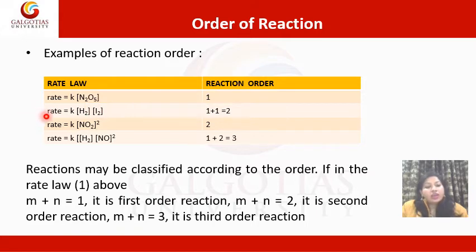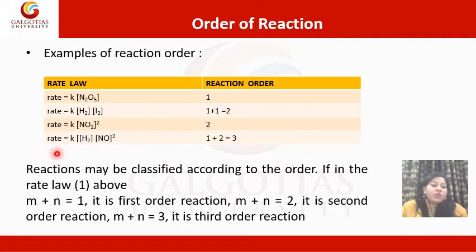In the second equation, rate is equal to k times the concentration terms of H2 and I2, each having the power 1. So the sum of the powers, that is 1 plus 1, is equal to 2. So this is the order of the reaction. For the third equation, the power is 2, so the order of reaction is 2.